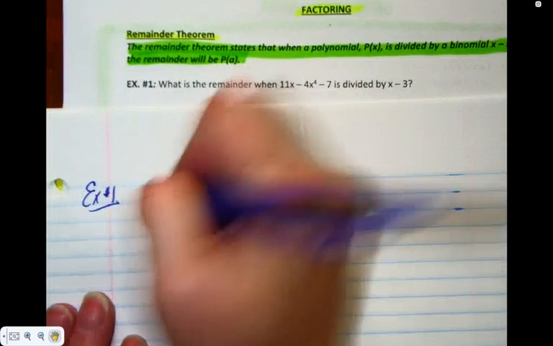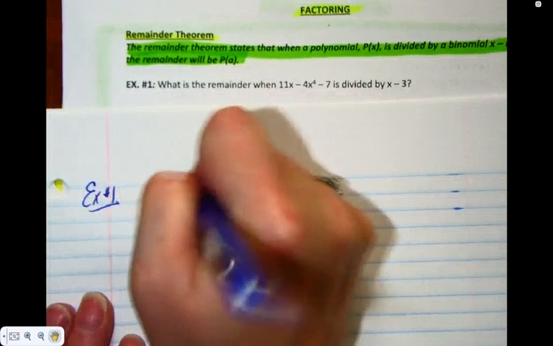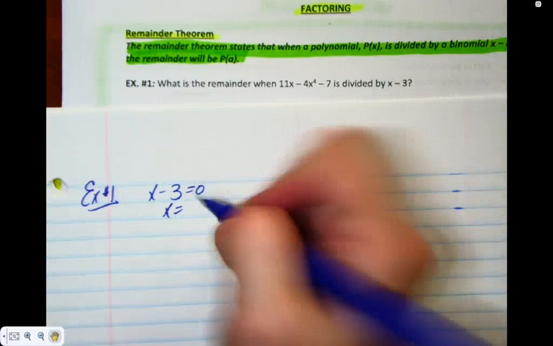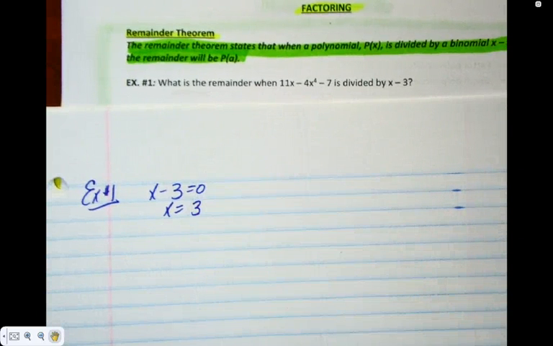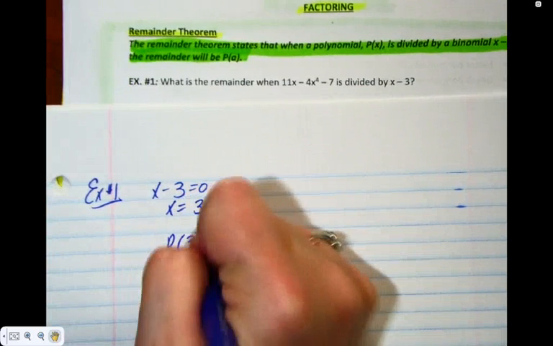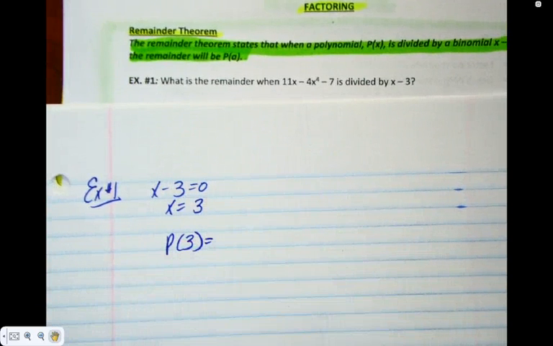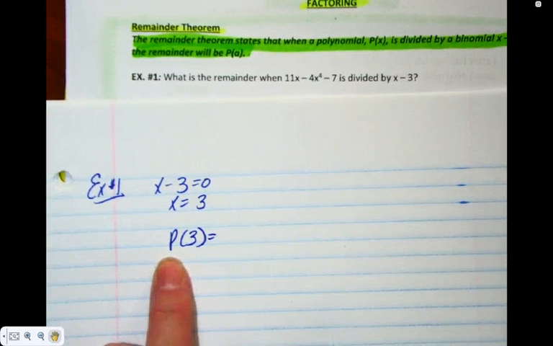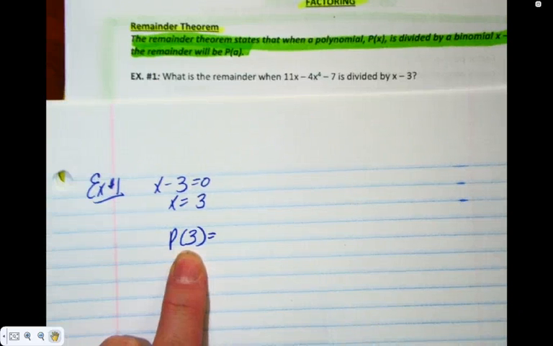So step number 1, take the binomial, equate it to 0 and solve, just like we did for synthetic division, just like we've done a bajillion times. What does x have to equal? 3. The second step says you take whatever the polynomial is and you sub in 3. So that's just function notation back from grade 10. P just means the polynomial. The 3 in brackets just means replace x with 3.